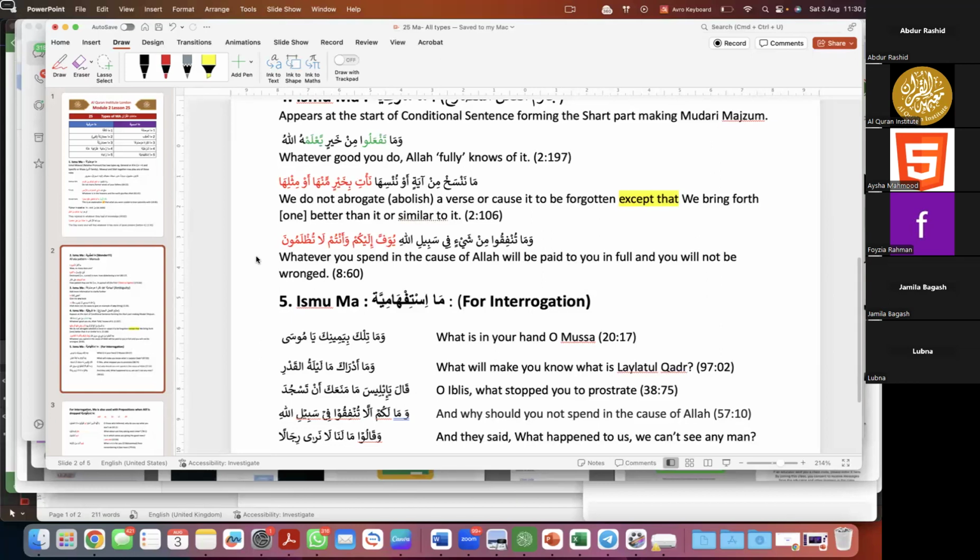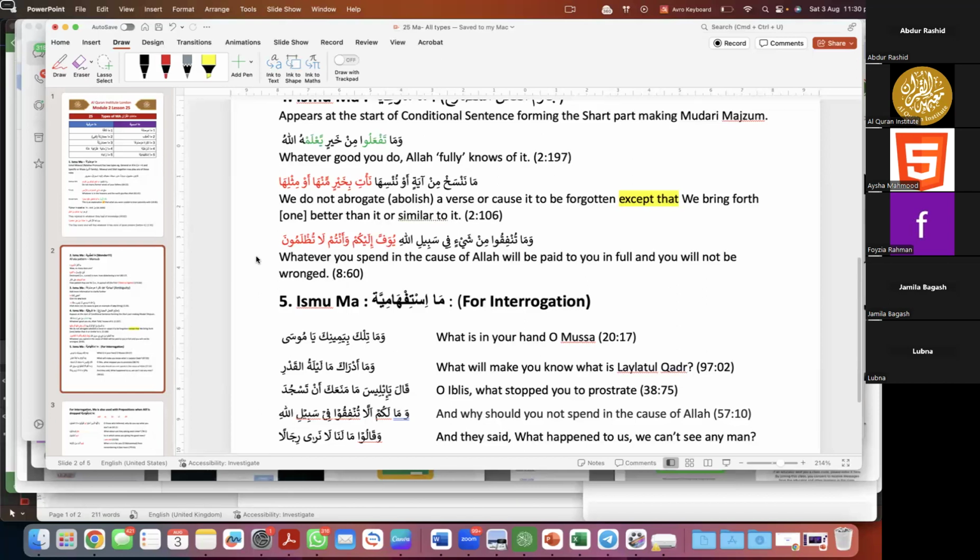Do this small segment, as I was doing with Aisha. Ma nansakh, do this first. Min ayatin, do this first. Then join ma nansakh min ayatin, and aw nunsiha. Then another part, another segment, and then combine them. Like this, it will be helpful.